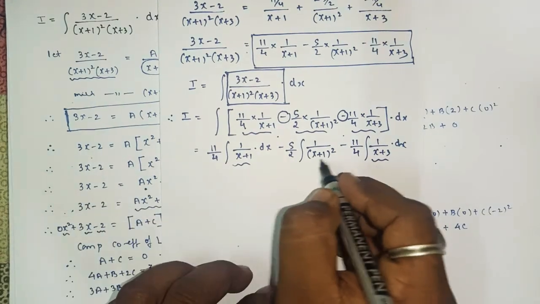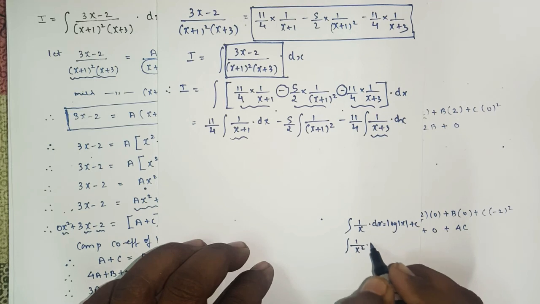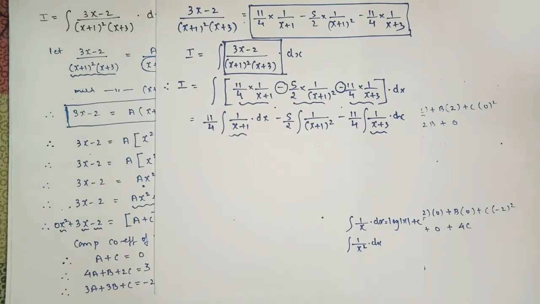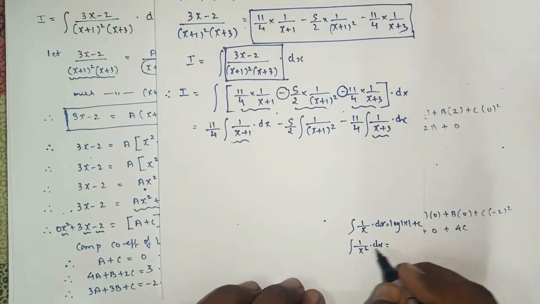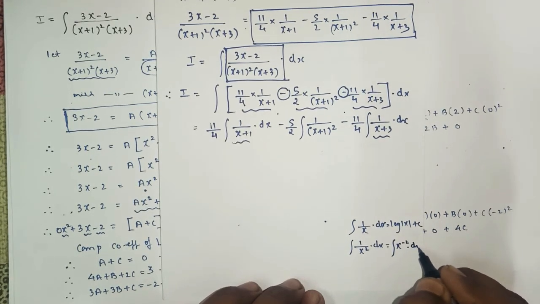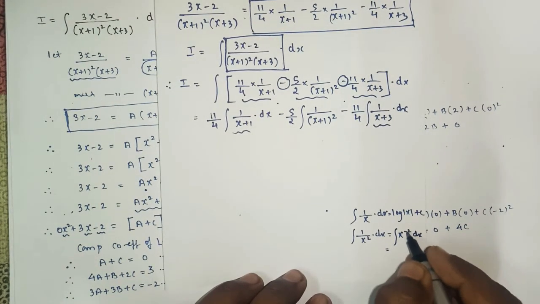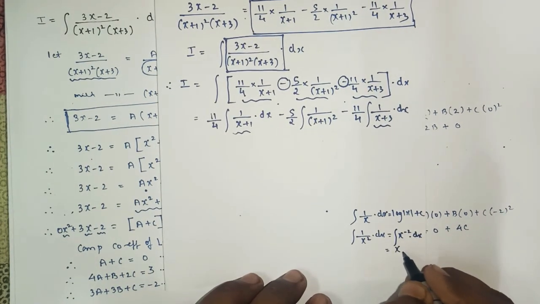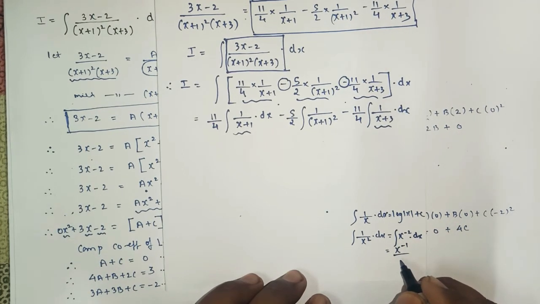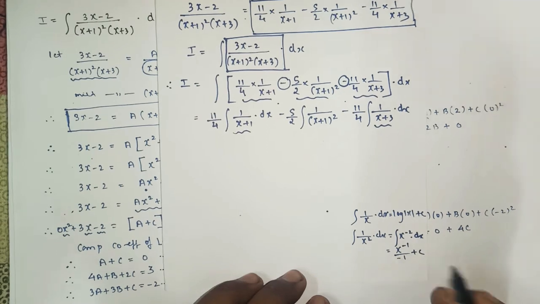But what about this section, as this looks like 1 upon x the whole square. So further can I write this 1 upon x the whole square as x raised to minus 2 into dx, yes or no? And we can apply the formula x raised to n. So the integral of x raised to n is x raised to n plus 1 upon n plus 1, yes or no, plus c.